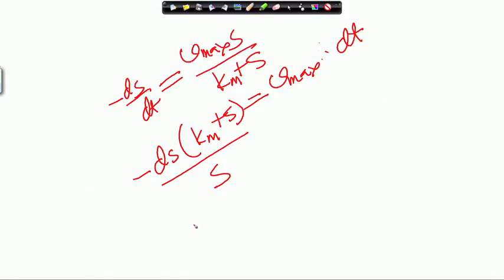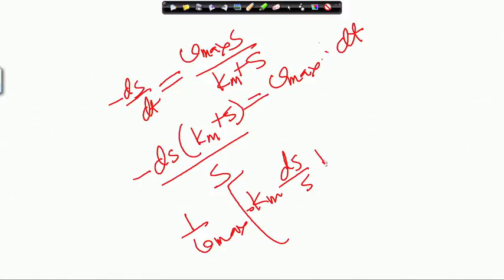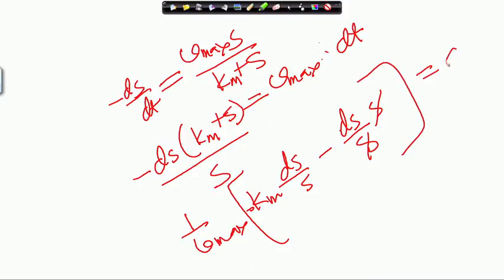Now, if you solve it, what will you get? I can write 1 by V max, taking V max common, this will be equal to Km into minus Km into ds by S, plus the minus. So, I can write minus because minus will come here, and this will be ds by S into S. Am I right? So, this will cancel, and this will be equal to dt.